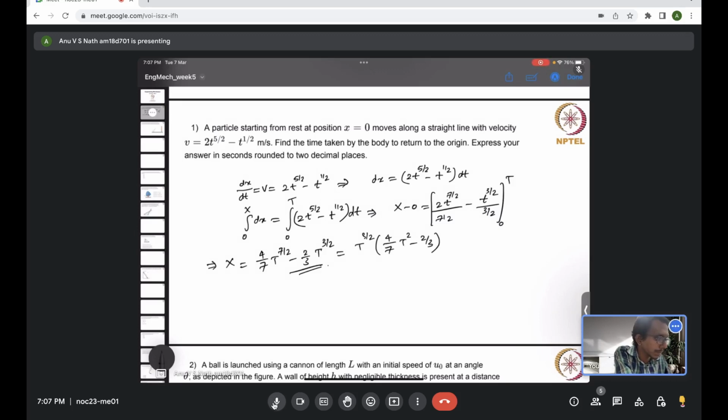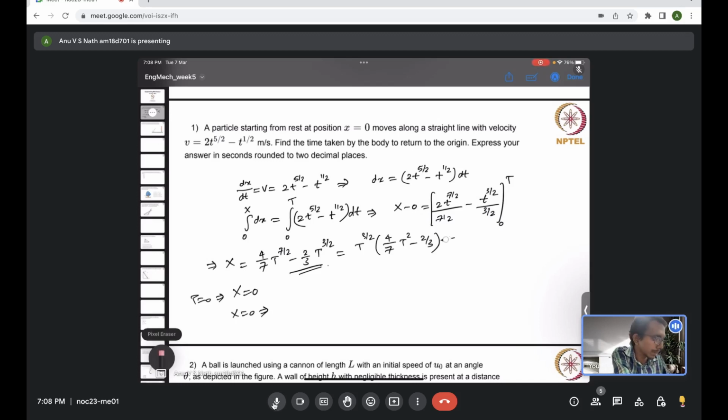Now the question is asking: find the time taken for the body to return back to the origin. So we know at t equal to 0, if you substitute back here, you will again get x equal to 0. That's already given in the question. At initial time, it was starting from the origin. Now at what other time will it come back to the origin? That means for x equal to 0, is there another time as a solution to this equation? That's what we have to find.